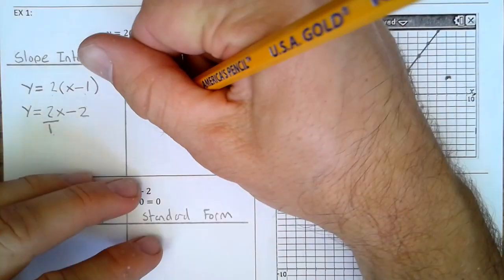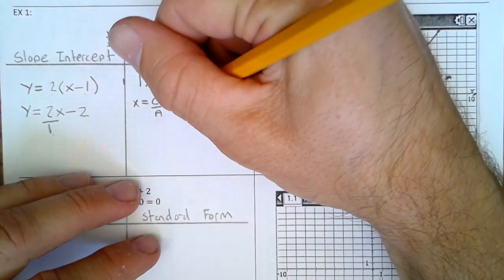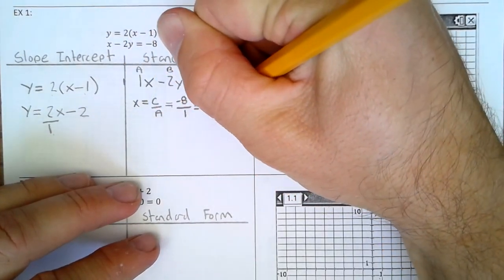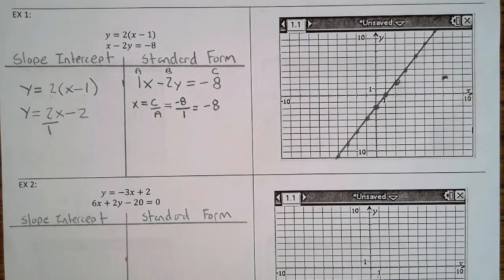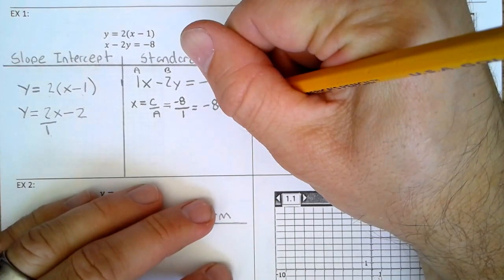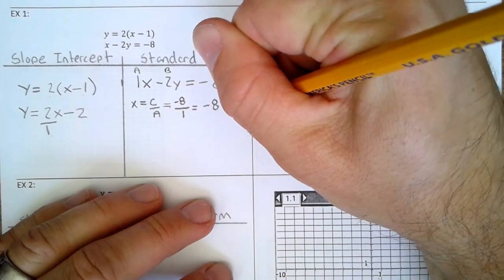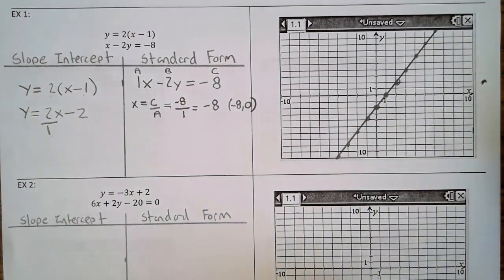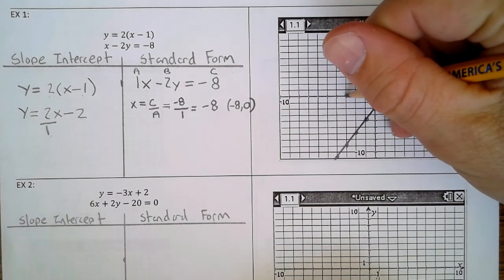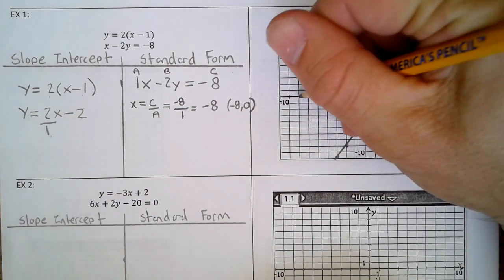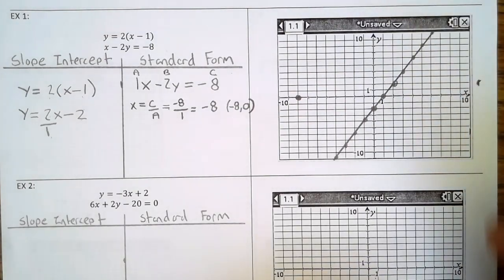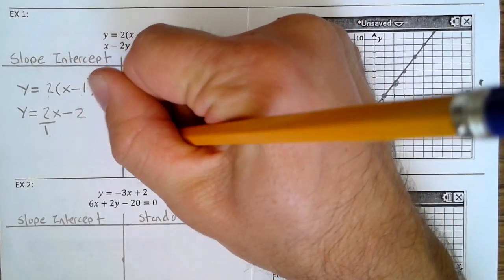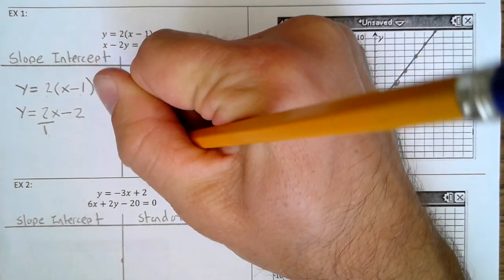Okay, so C is negative 8, A is 1, so x is negative 8. So our x-intercept is negative 8, comma 0. So negative 1, 2, 3, 4, 5, 6, 7, 8. There's our x-intercept.